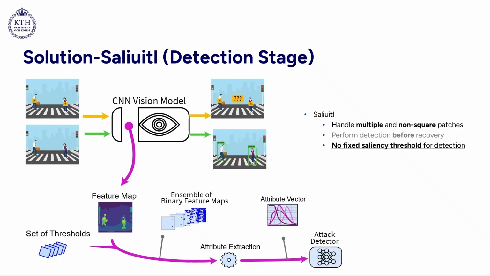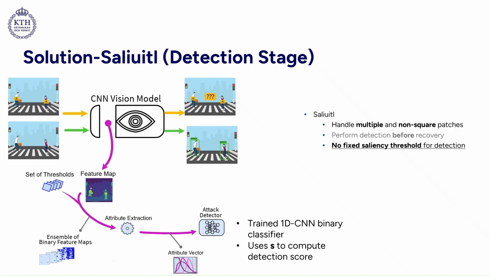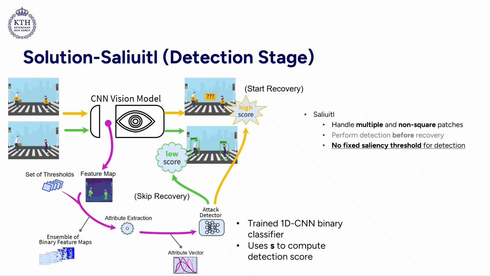We then feed this attribute vector into an attack detector, which is a one-dimensional convolutional neural network that has been trained to perform binary classification on attribute vectors corresponding to clean images and to images with patches in them. This attack detector uses the attribute vector to compute a detection score. The attack detector learns to produce low detection scores for images without adversarial patches and high scores for images with adversarial patches in them. Therefore, only if the detection score is high enough, we move on to the recovery stage.